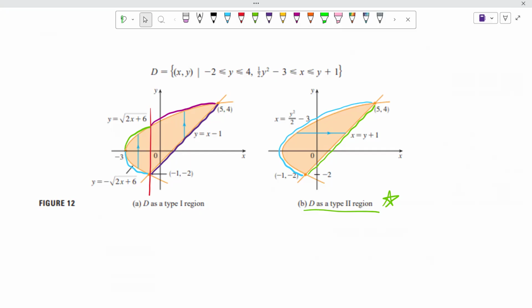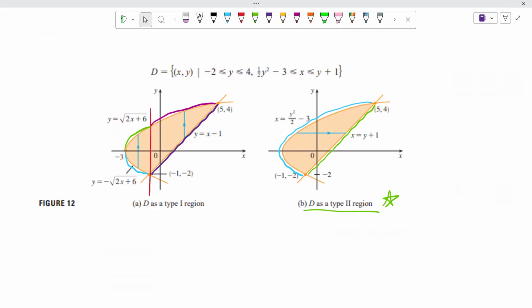If I try to integrate that as a type 1 region, if I try to do dy first, that means I want a top function and a bottom function. However, my bottom function changes halfway through my domain. Because if I look at the left side of the region, my lower bound is a negative square root function. And if I look on the right side of the region, my lower bound is a line. But the whole way through, the upper bound was a positive square root function. Something like y equals positive square root x, probably plus 3 or something in there.